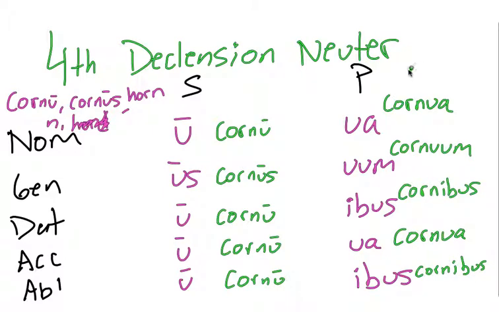There's only a handful of them in Latin, but cornu is one of them, and you'll see it a lot in Latin. So it's one of the most common Latin words. So it's important that we know the declension of fourth neuter.